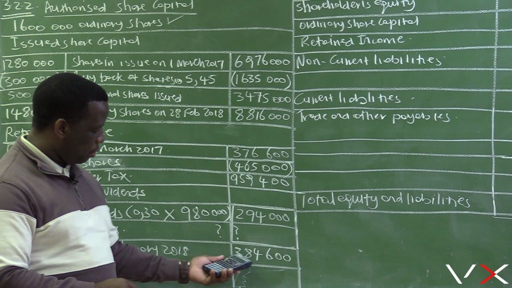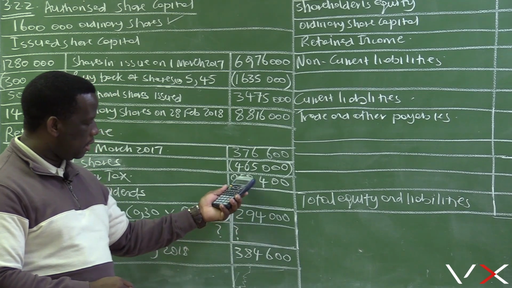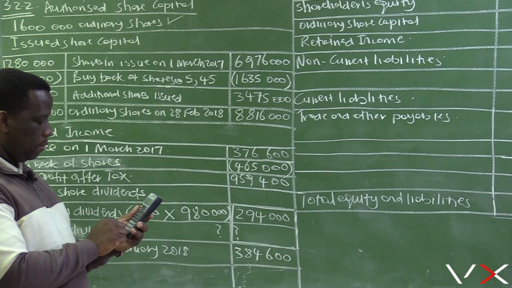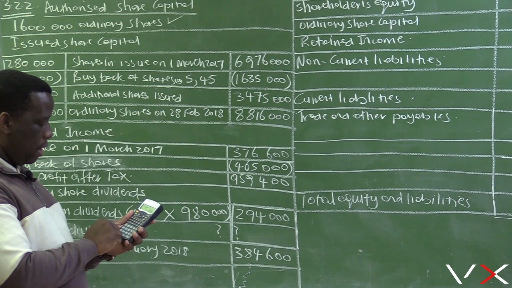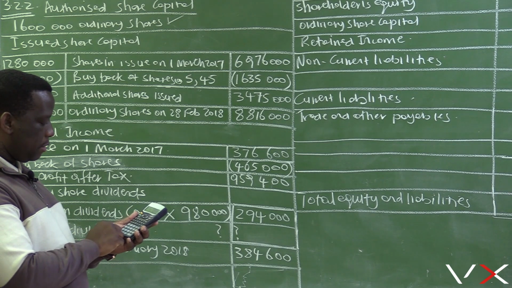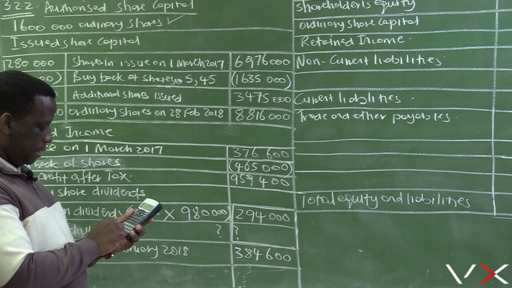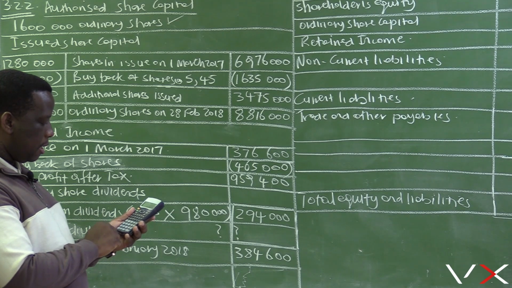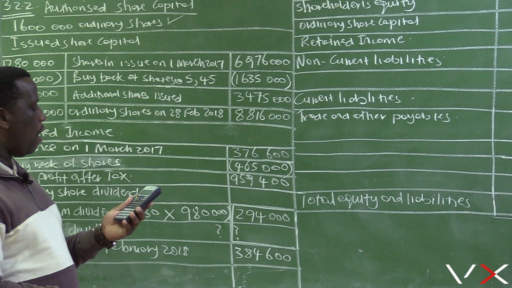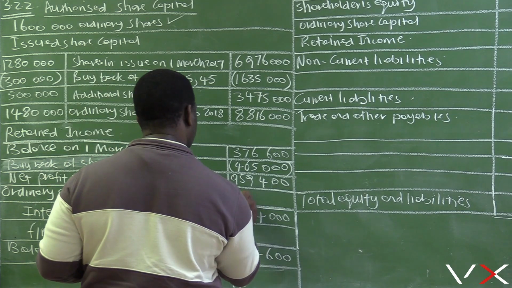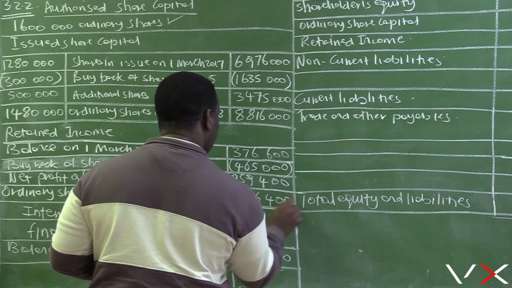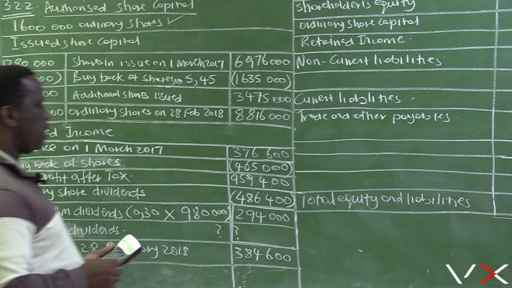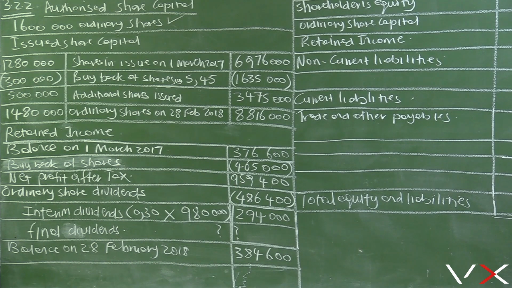So working backwards is going to be 384,600 less 959,400, right, plus 465,000 minus 376,600. 486,400. So our ordinary share dividends is 486,400, and it's a negative amount, so it's in brackets. The ordinary share dividends must be subtracted.